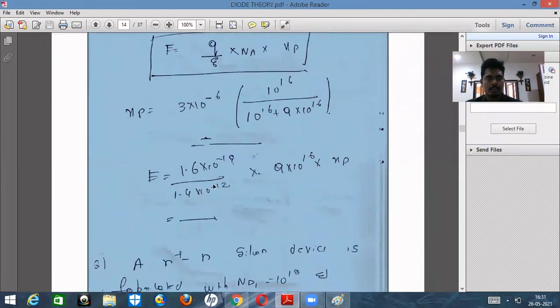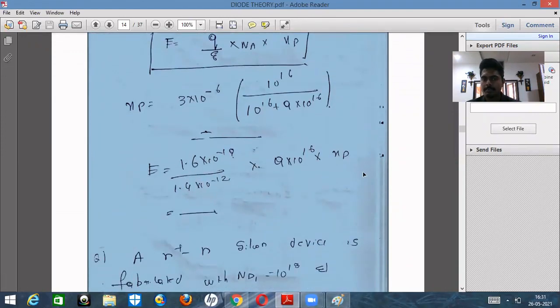Let's move on. Electric field intensity is nothing but Q by epsilon into Na into Xp.